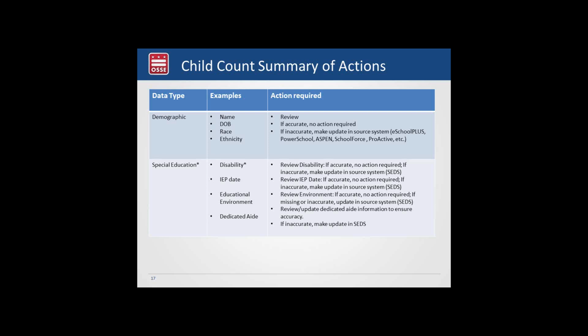So here we have some summary of actions. If the student has demographic errors or conflicts, such as the name, date of birth, race, ethnicity, you should review the information in SEDS. If it's accurate, then you do not need to take any action. If it's not accurate, please update this information in your student information system. And we've provided some examples of what your student information systems may be. So we have eSchool Plus, PowerSchool, Aspen, SchoolForce, Proactive.